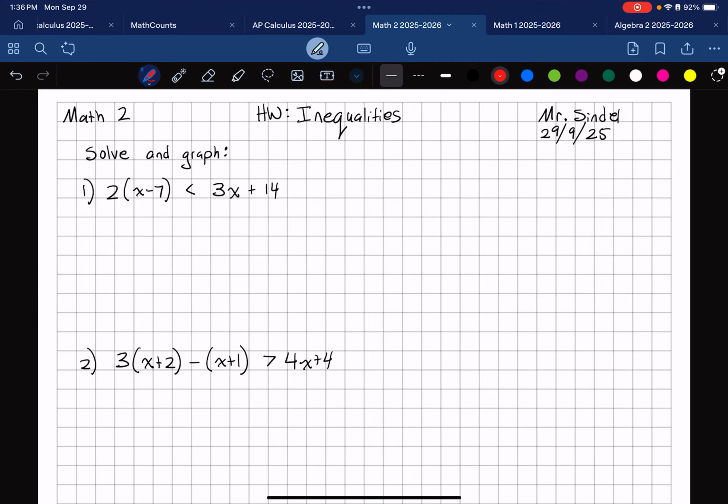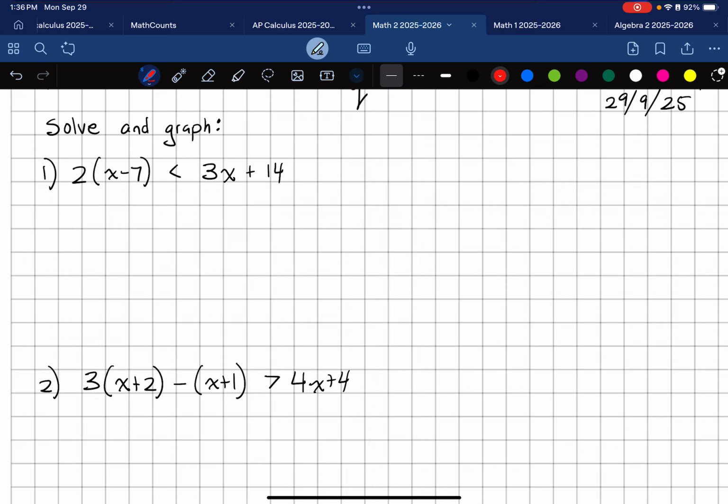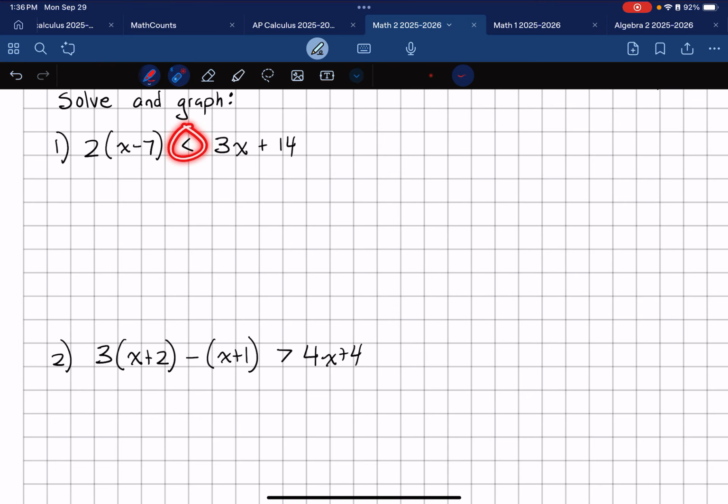This is Math 2. We are doing the homework for solving inequalities. Again, whenever we solve these, we need to graph them just to prove that we know what this sign is and if we've done it correctly.